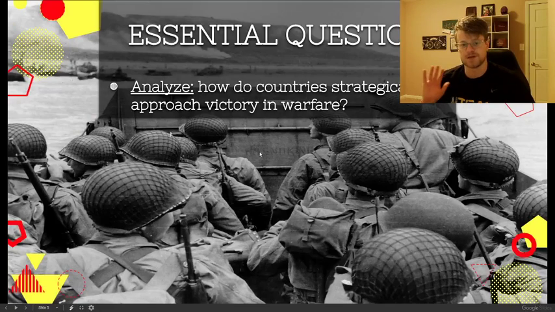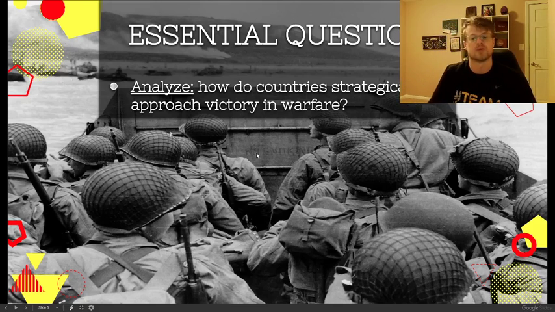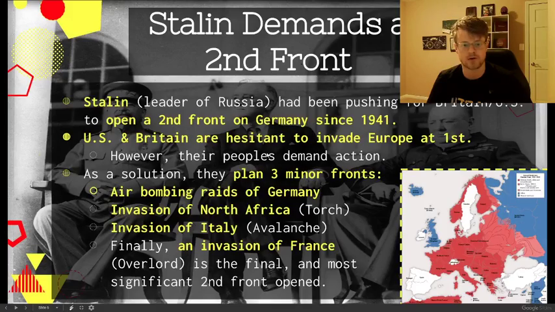Because we're going to be focusing on how the Allies really win against Germany, we're going to look at what the Allied approach was and try to understand what they're planning and going for. So the backdrop to a lot of what we're going to be talking about here is that Stalin in Russia is screaming at the Allies, at Churchill and FDR, please open a second front against Germany.